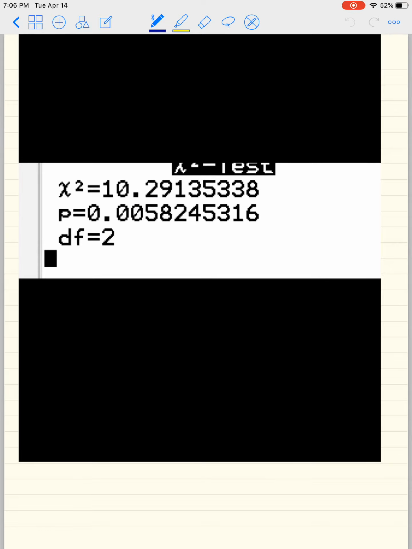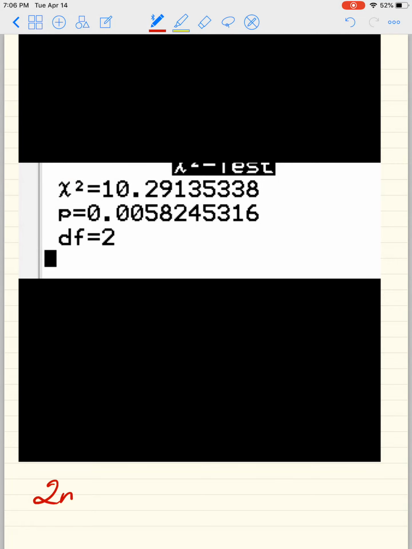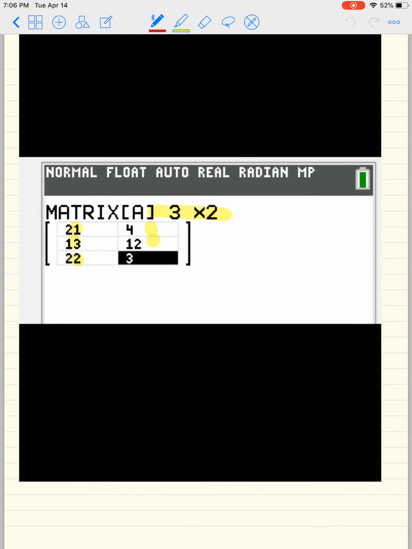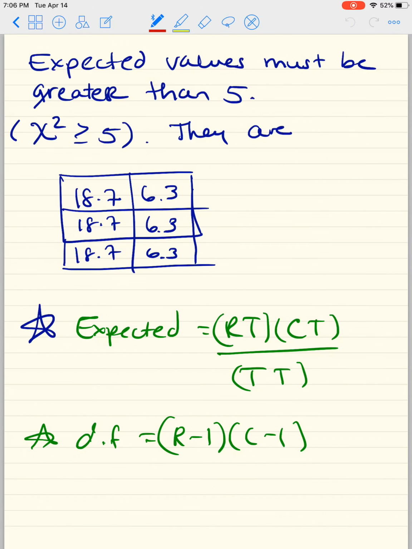Now, what you want to do is go back and press second matrix. Once you go back and press second matrix and go to the edit part, to this part here, you're going to see that B is a 3x2. Go and click on B, and that would give you these numbers, 18.667, 6.33, so on. It'll give you this table here. And that's how you can find the expected.